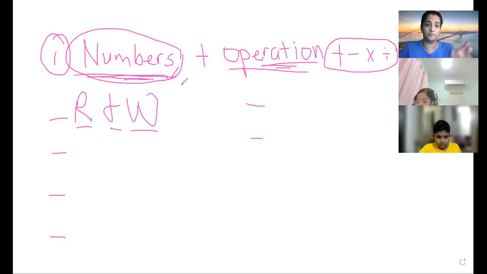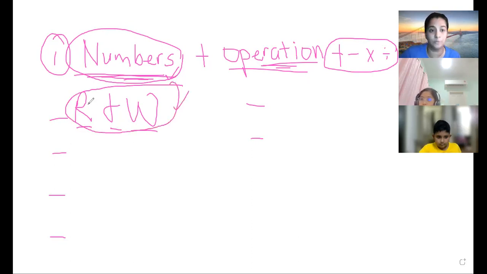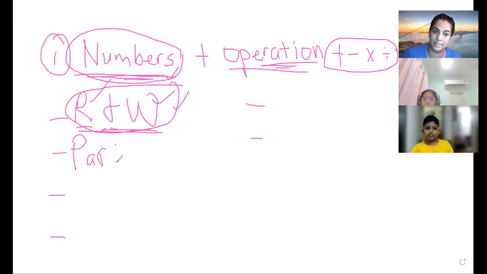But remember, when you go to Form 1, there is no more read and write numbers. You only learn it now, and you learn it correctly. How to read a number and how to write a number. Do you understand? Now, after being able to read and write, you must learn how to partition the number.